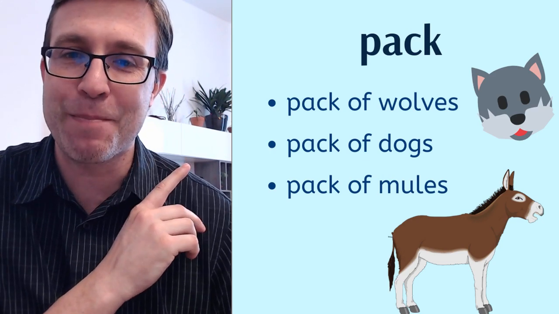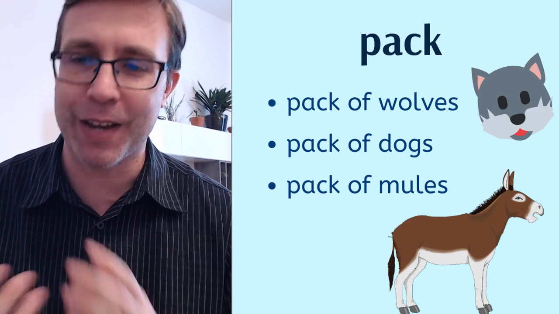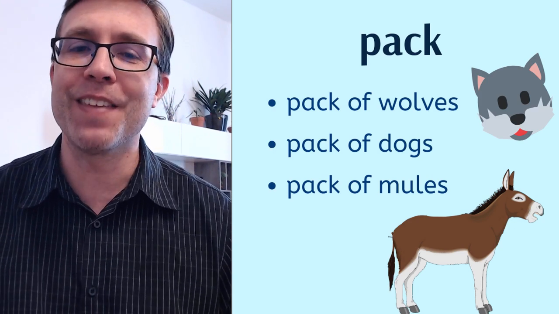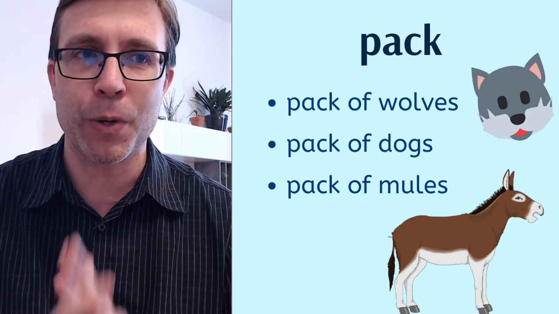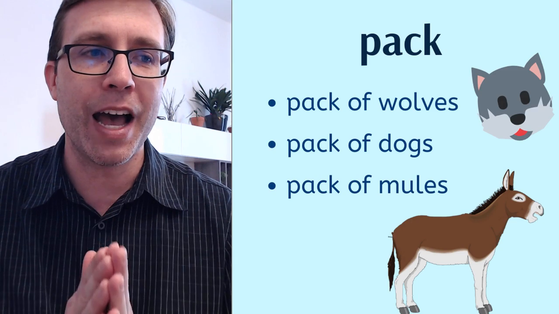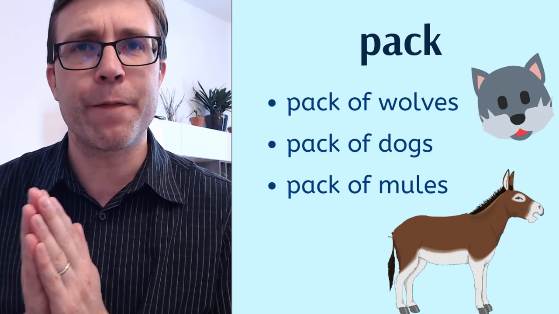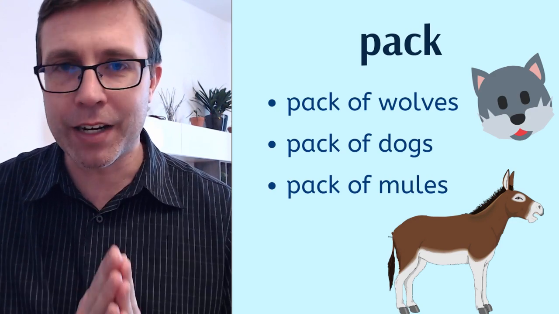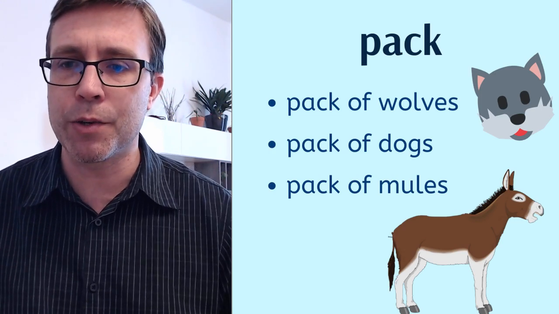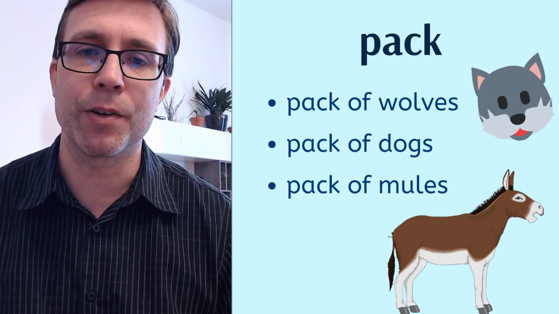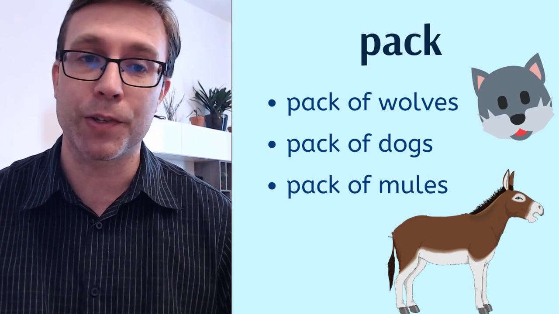So that is my picture of a wolf. It does look a little bit like a dog too, so I guess we'll stick with it. And then here is a mule down there, which, if you don't know what a mule is, is when you have a male donkey mate with a female horse. When a donkey mates with a horse, then you get a mule. And mules are typically used for carrying things up hills. So a pack of wolves, a pack of dogs, and a pack of mules.